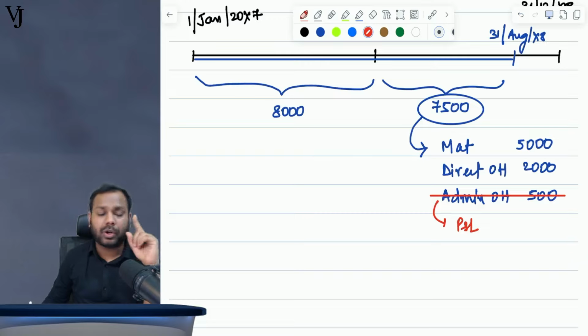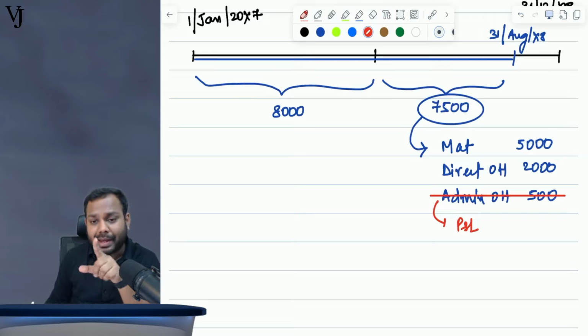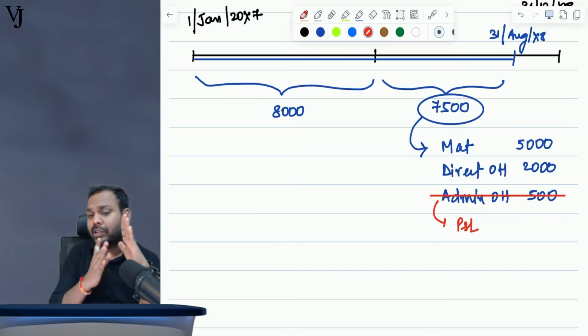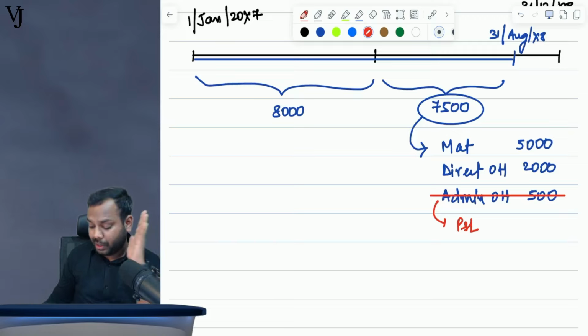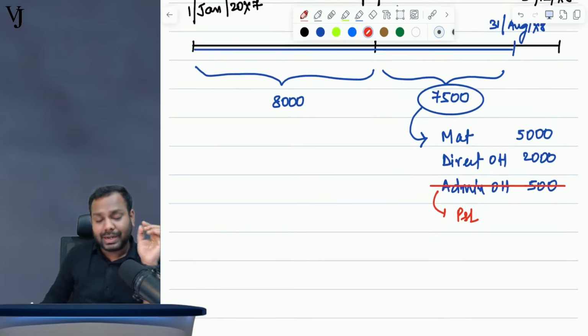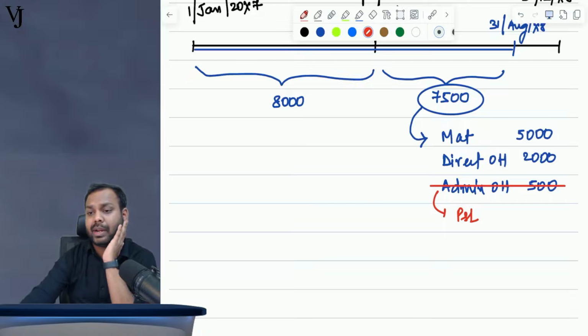This admin overheads, because in my classes I have told very specifically. See, I have posted the entire FR revision in 8 hours. I've already posted that video, last attempt itself, right? So in that I have discussed all these things in very much detail. So now what I told, if there is any directly attributable overheads, yes, we can capitalize, but admin overheads we cannot capitalize. It will be recognized in P and L.